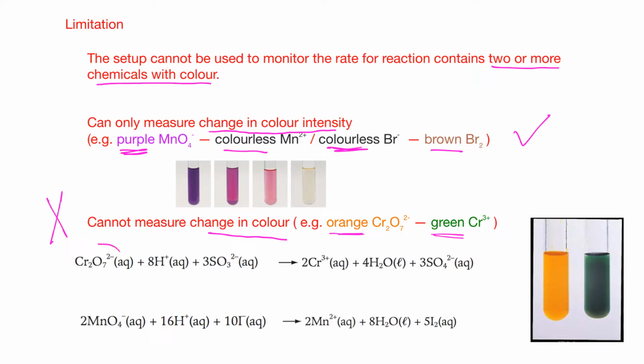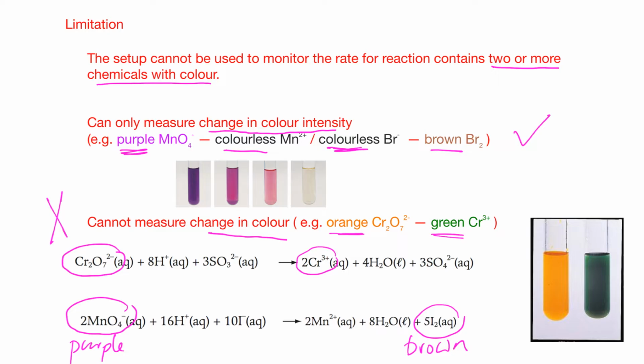For example, here this is an orange chemical, and the product we have is chromium(III) ion, which is green. So in this case, I can't tell. This one as well: this is purple, and the product produced is brown. From purple to brown, we cannot use this method to measure the rate of reaction.